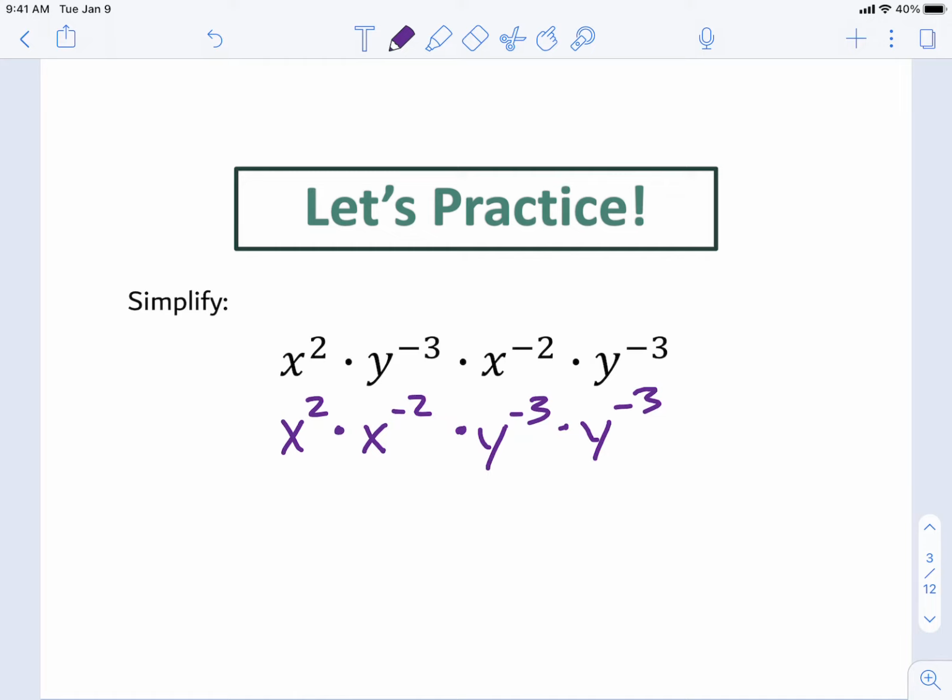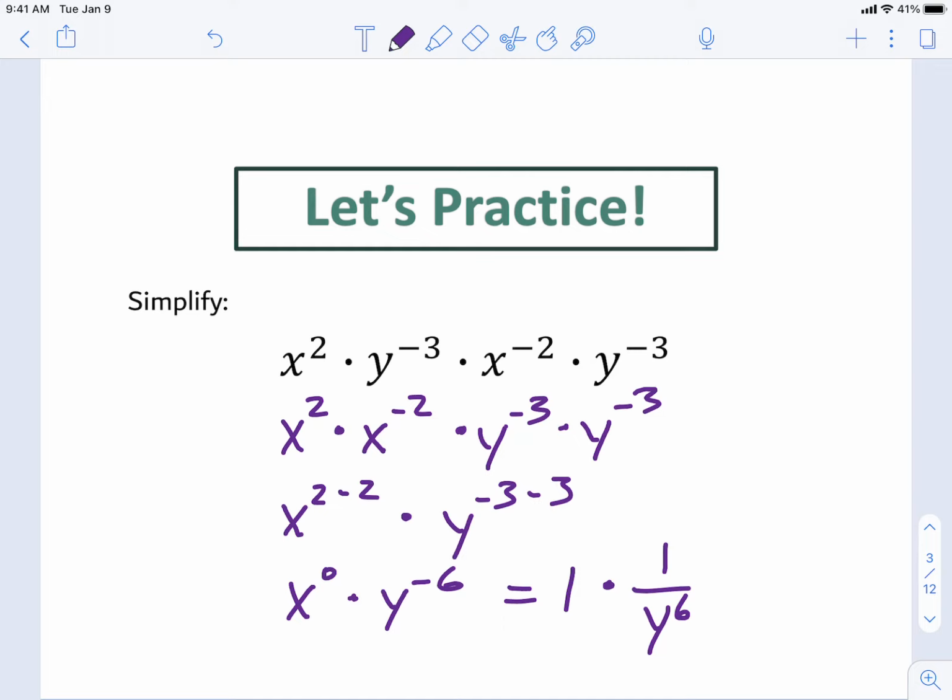So x to the 2 plus a negative 2, and that's times y to the negative 3 plus a negative 3, which is the same as minus. And that's going to be x to the 0 times y to the negative 6th. Well, we know x to the 0 is equal to 1, so it's 1 times y to the negative 6th. What do we do with that? We make it 1 over y to the positive 6. And so 1 times 1 over y to the positive 6, we can just get rid of the 1, and that's what we're left with.